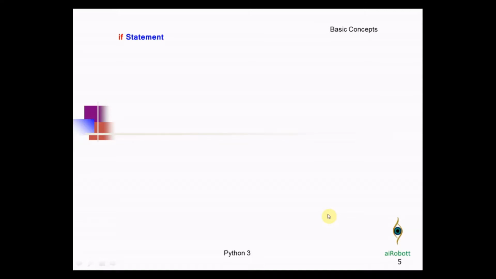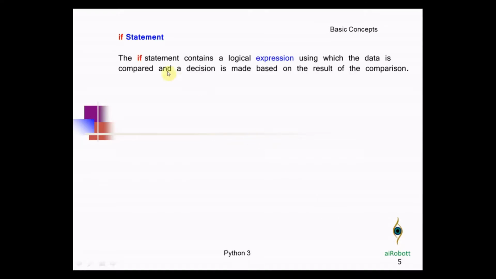The if statement is similar to that of other languages. The if statement contains a logical expression using which the data is compared and the decision is made based on the comparison. Let's see the flow chart here. This is the condition. If the condition is true, then it executes some conditional code. If the condition is false, it skips the conditional code and moves to the next.